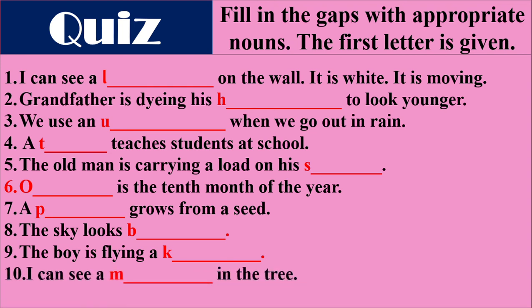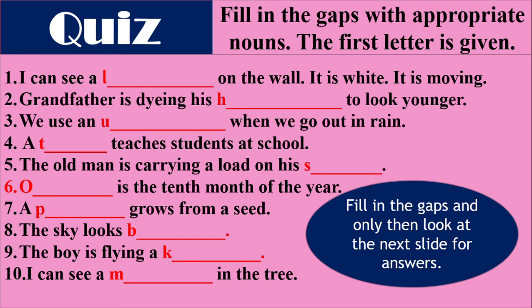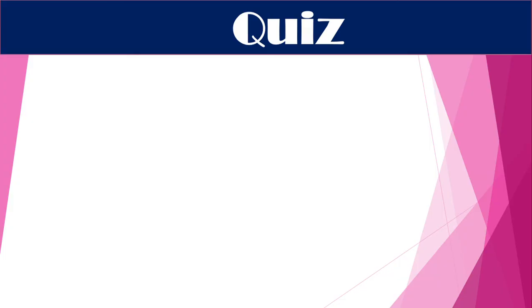I can see a dash in the tree. Okay, and the answer, the first letter of the answer is M. And you have to write the answers first. Here you see, fill in the gaps and only then look at the next slide for answers. And you have answers in the next slide. But before you see the next slide, you have to complete the answers. Okay? Now I'm giving you the answers.